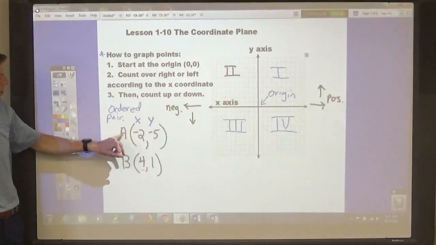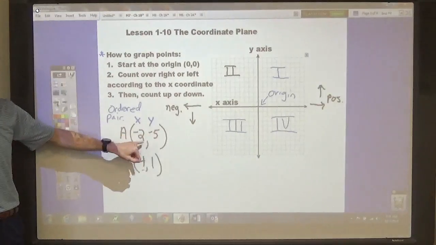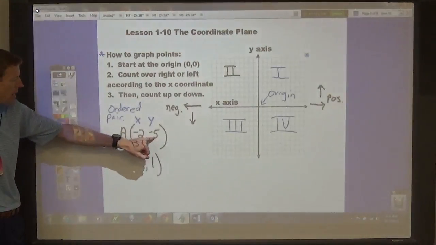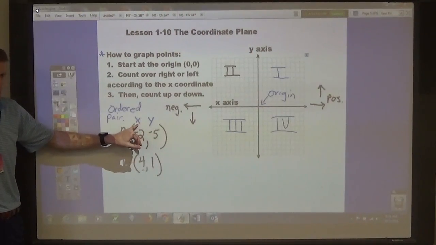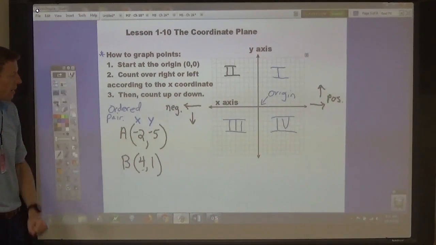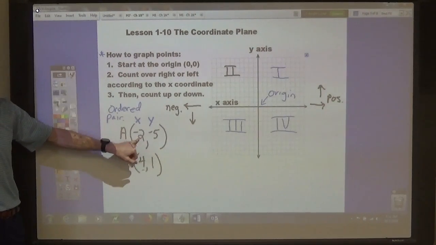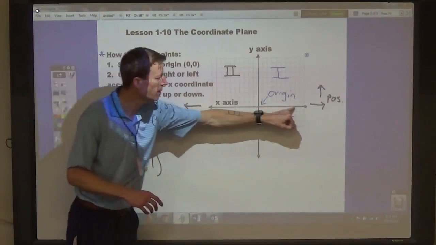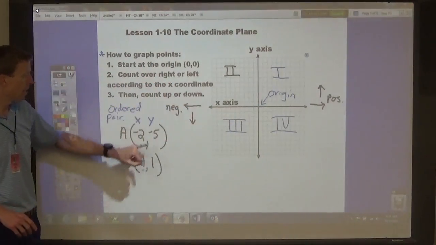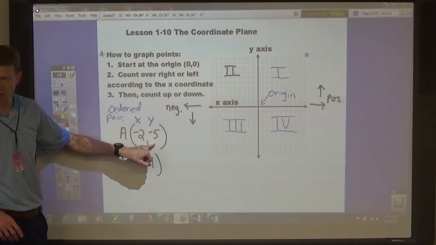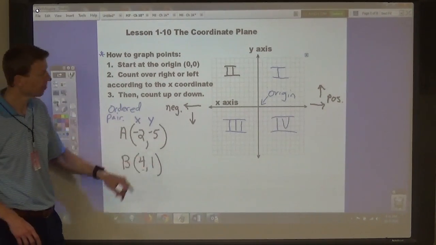And then you move according to the ordered pair of numbers that are given. This is called an ordered pair because they work together to get you to a location on the graph. This is the x-coordinate. The first coordinate is always how far you move left or right on the x-axis. And the y-coordinate is how far you move up or down on the y-axis.